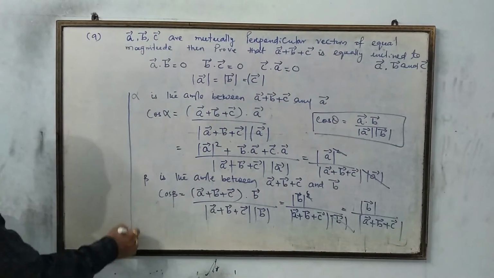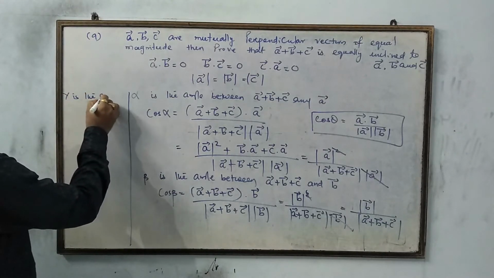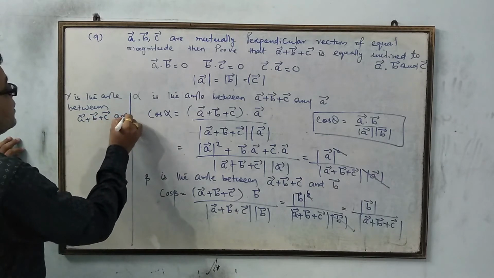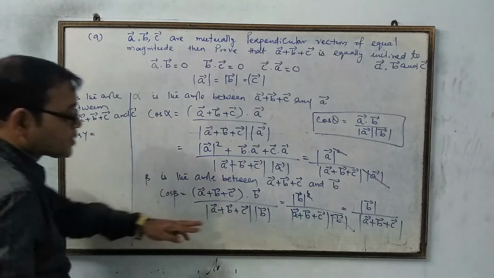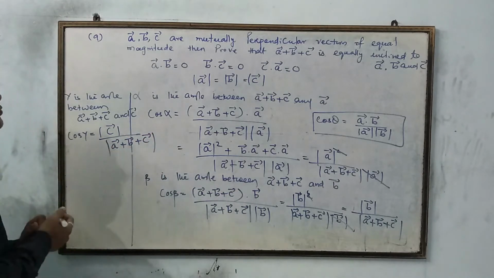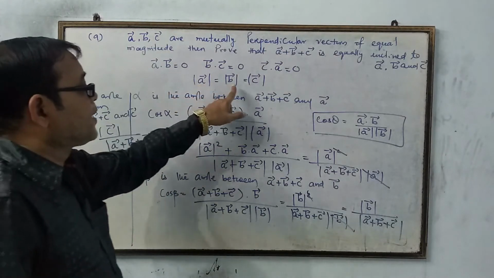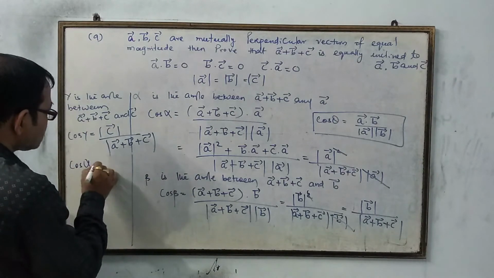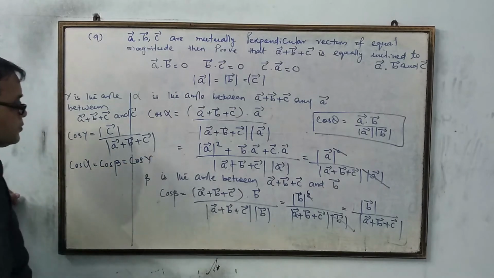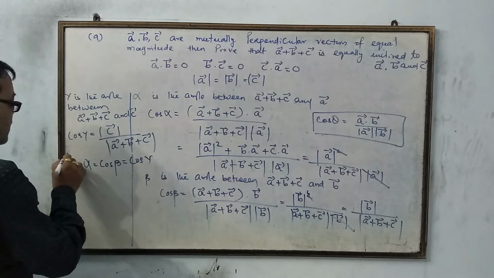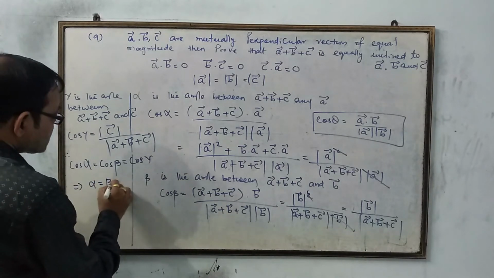If gamma is the angle between A plus B plus C and C, then we can prove likewise that cos gamma is equal to magnitude of C by magnitude of A plus B plus C. Another condition is that the magnitudes of A, B and C are equal. Since the magnitude of A equals the magnitude of B equals the magnitude of C, cos alpha equals cos beta equals cos gamma, which implies alpha equals beta equals gamma.